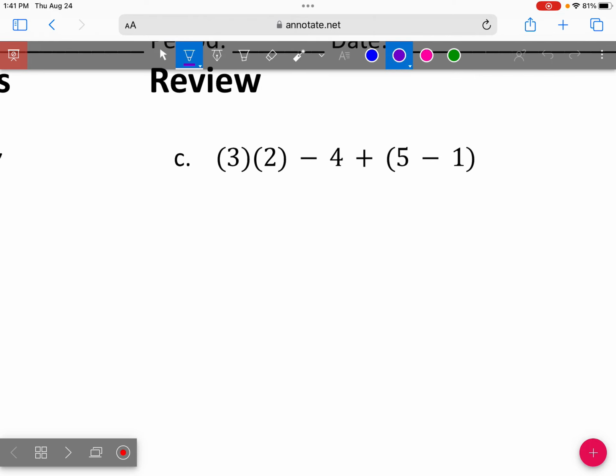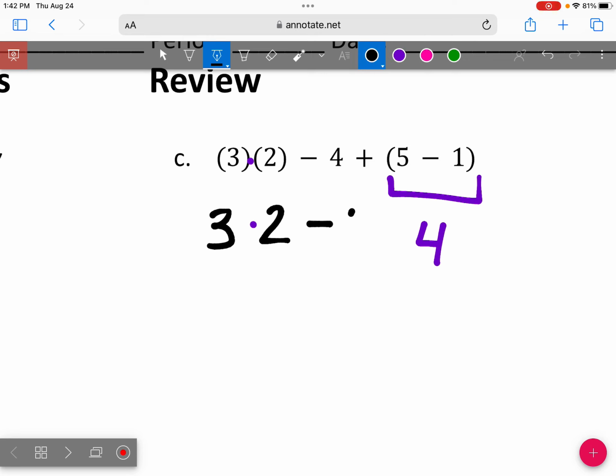So first things first, I'm going to simplify what's in the parentheses. So we're going to do 5 minus 1, and 5 minus 1 is 4. So we're going to bring down the rest of it. The 3 and the 2, there's nothing I can simplify inside each of those parentheses. What does it mean when they're smashed up together like this? Multiply. So we can put this as 3 times 2 minus 4 plus 4.